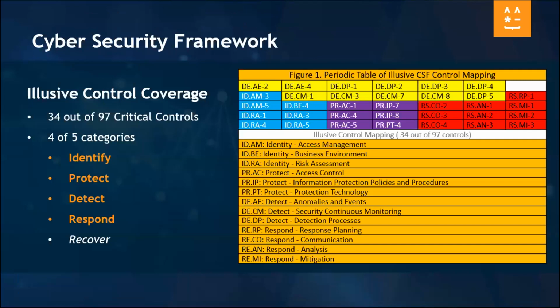The advanced persistent threat protection control focus is mapping into 4 of the 5 categories: identify, protect, detect, and respond. And this is kind of the periodic table view of the control areas that are satisfied with these new capabilities in the cyber resilience areas.